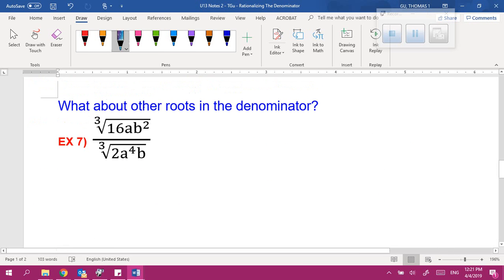Now let's go to the back side and take a look at some special examples. We've been working with square roots this whole time, but now what if we have different roots? This is a cube root. But also, keep in mind, you always want to simplify first, because sometimes that will solve your question right away without even having to do rationalizing.